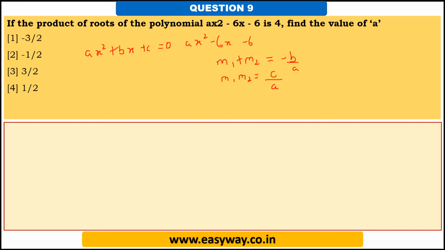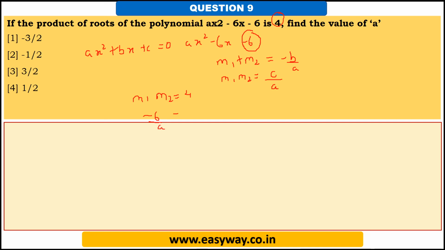Now here they have told us the product of the roots of the polynomial is 4. So that means m1 m2 is equal to 4, and what is m1 m2? It is c by a. So what is the value of c here? Minus 6. And what is the value of a? Here the value of a is a itself. So I'll write minus 6 by a equals 4.